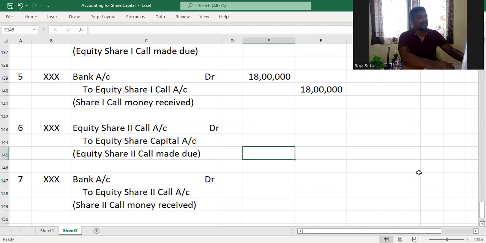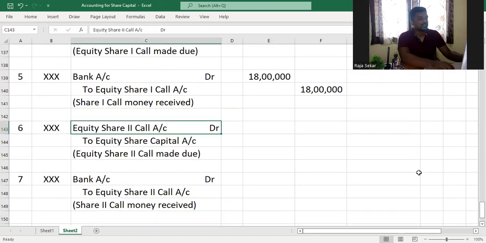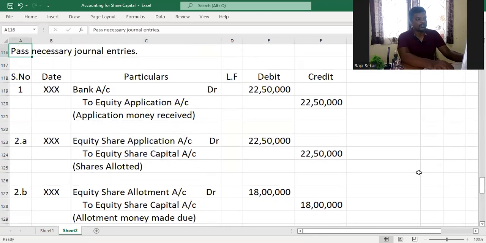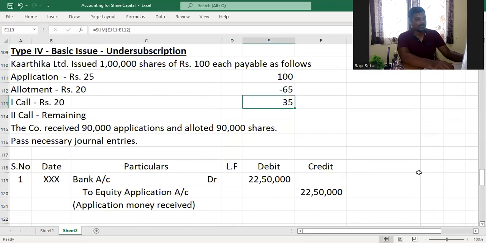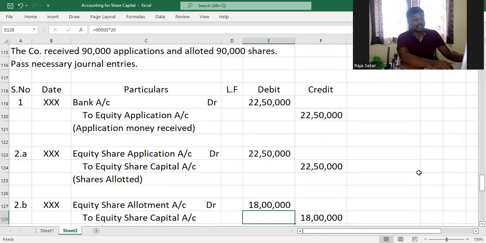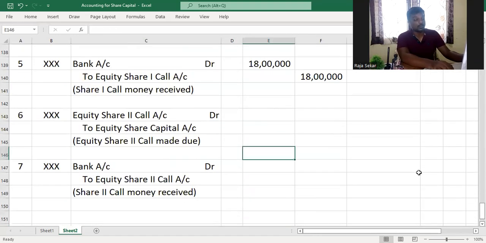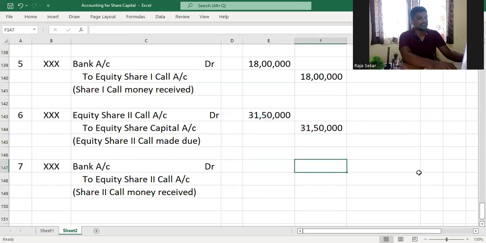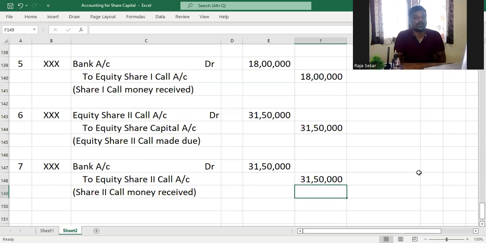Right, the amount would be what, my dear children? We had already calculated the second call to be 35 in the beginning of the video, if you remember. We calculated it to be 35 per share and 90,000 shares have been allotted. So the total would be 90,000 into 35, that is 31,50,000. As there are no defaulters, no calls in arrears or any other adjustment given in the question, we are crediting the entire 31,50,000 as we receive the money from the shareholders.